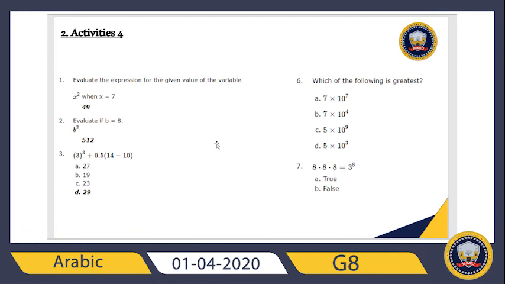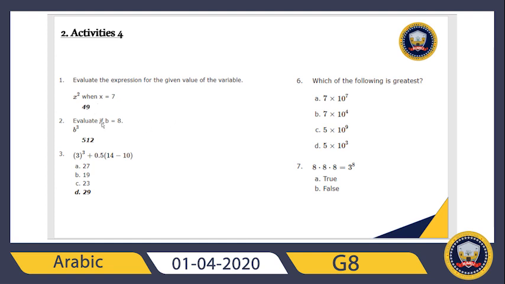Evaluate the expression for the given value of the variable. So my expression is x to the power of 2. I want to evaluate it for the value of the variable that is equal to 7. What does this mean? Evaluate means plug the value for this variable in the expression. X is 7, so you replace x with 7. So 7 to the power of 2, that is 49.